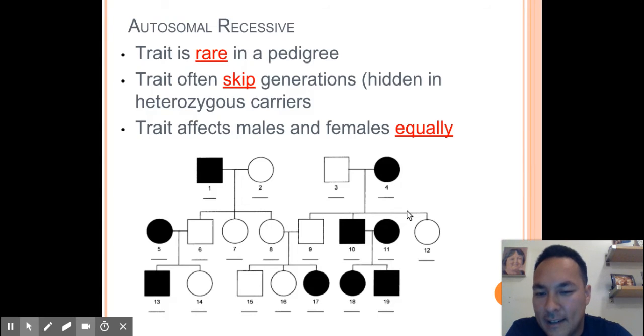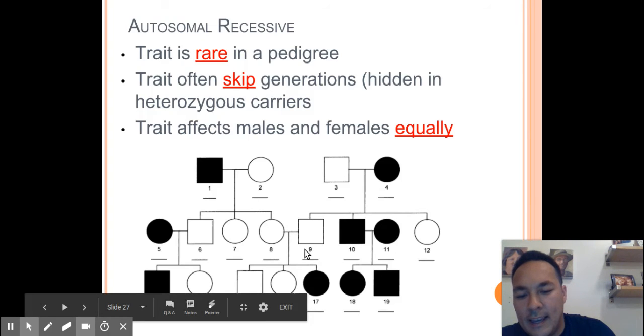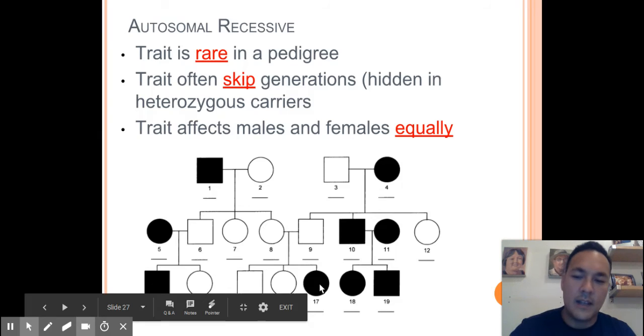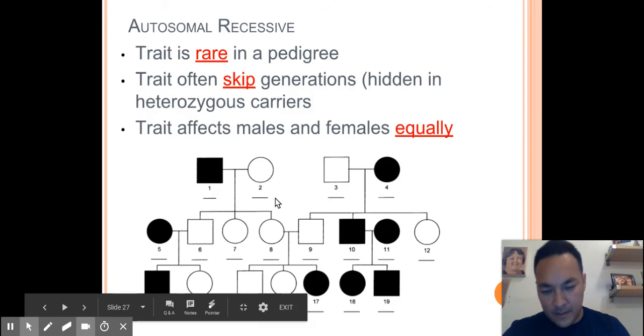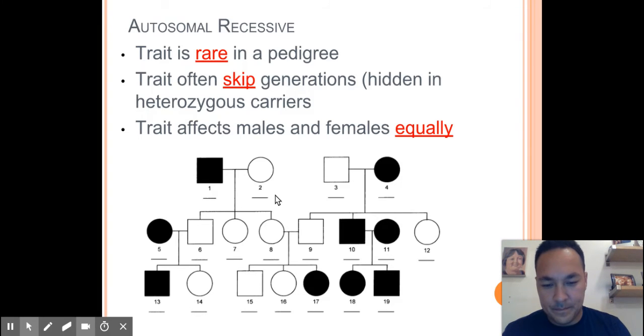The way we can tell is that it skips a generation. It skipped 8, 9, and then their child, 17, had it right here. I do apologize that this pedigree is labeled in numbers that just keep on going instead of the Roman numerals. Sometimes you'll see that. So could it be sex-linked?